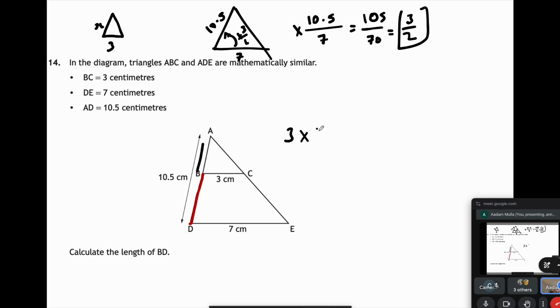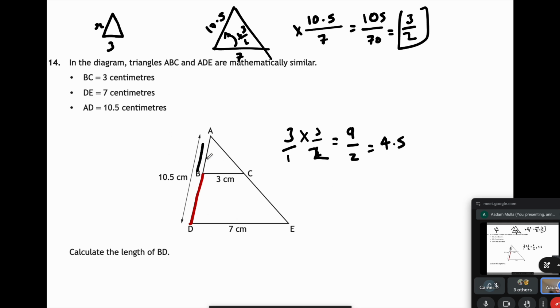3 times by 3 over 2. 3 times 3 is 9. And 1 times 2 is 2. So I've got 9 over 2. That's 4.5. That's not my answer.